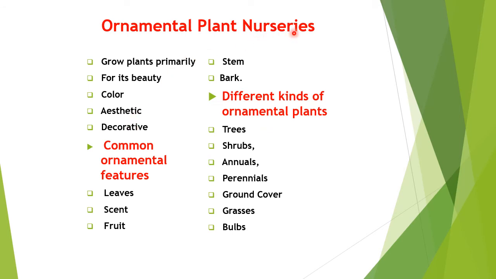Ornamental plant nurseries grow plants primarily for their beauty, color, aesthetics, or for decorative purposes. Common ornamental features include leaves, scent, fruit, stem, and bark. Different kinds of ornamental plants which are grown can be trees, shrubs, annuals, perennials, ground cover, grasses, bulbs, etc. So ornamental plant nurseries are basically growing for beauty, color, aesthetics, and decorative purposes.